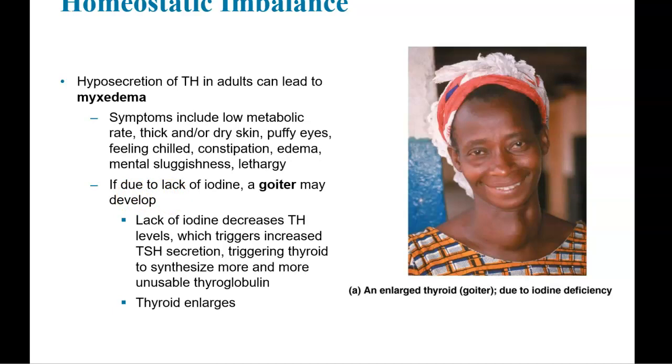The thyroid gland needs the iodine to produce thyroid hormone. So with the lack of iodine, that decreases the thyroid hormone levels. This is going to trigger an increase in thyroid stimulating hormone. So thyroid stimulating hormone, again, is different than thyroid hormone. When the thyroid stimulating hormone is increased, that's going to trigger the thyroid to synthesize more unusable thyroglobulin, and that's going to cause the thyroid to enlarge.